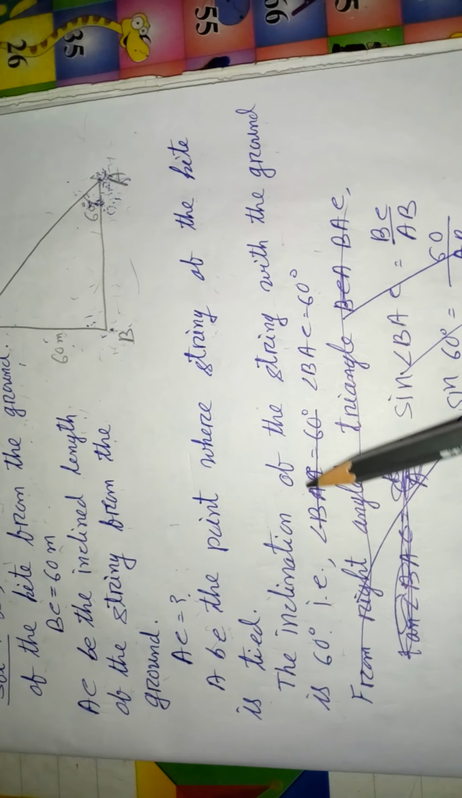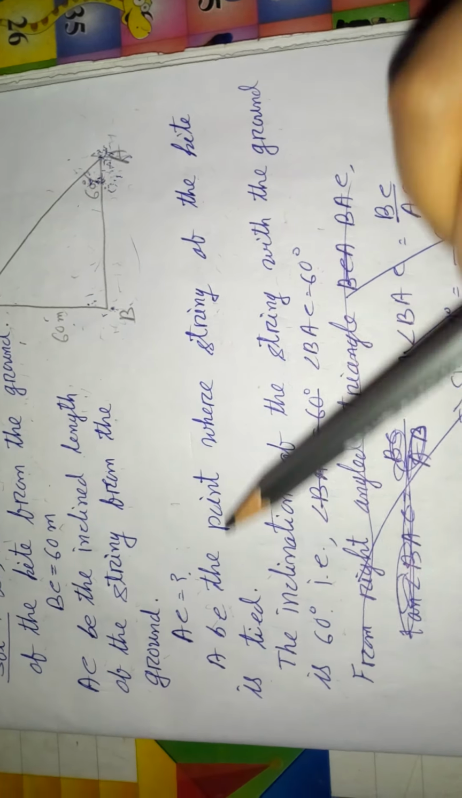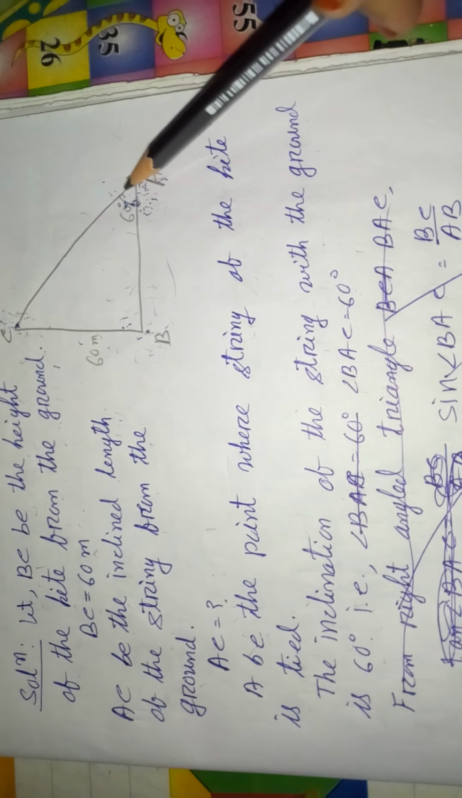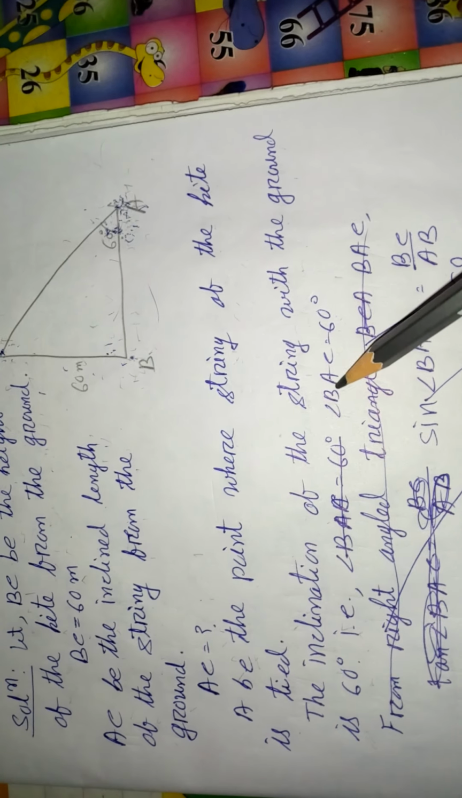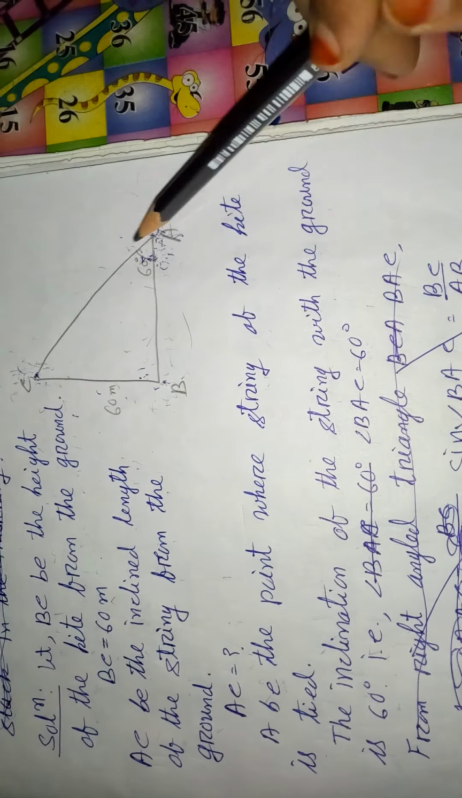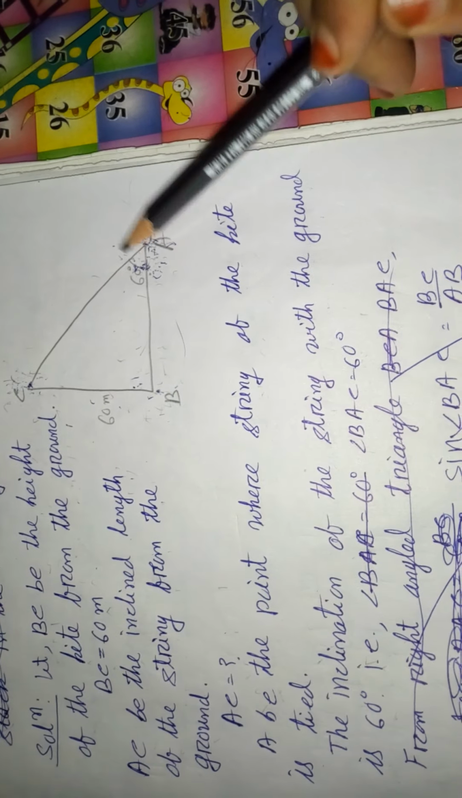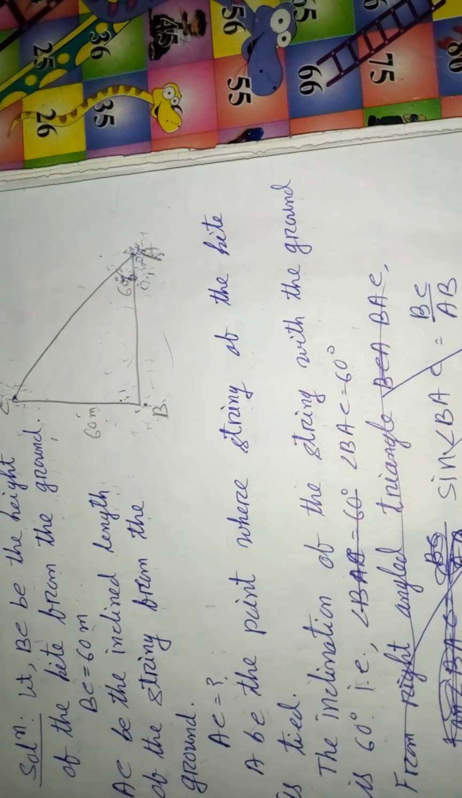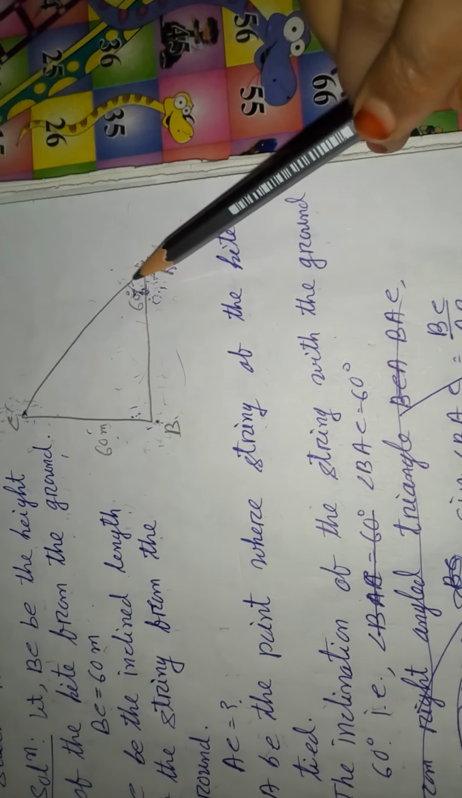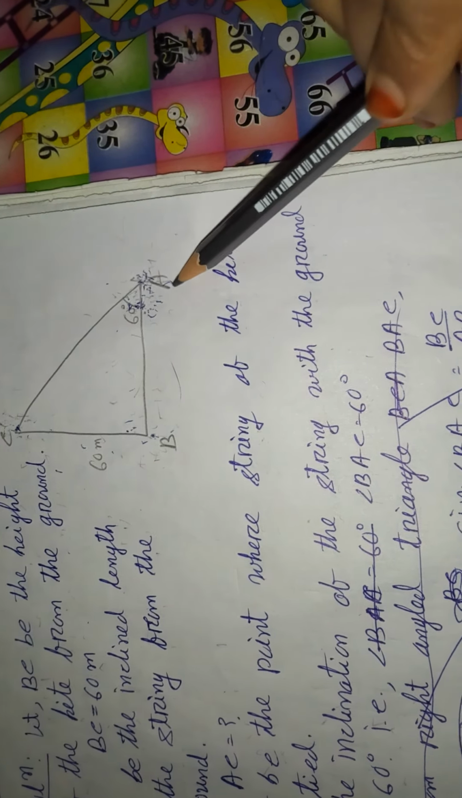So see, the inclination of the string with the ground is 60 degrees. This angle is equal to what? 60 degrees. That is, angle BAC equals 60 degrees. BAC means this angle is equal to 60 degrees. Inclination angle means this angle. So BAC is equal to how much? 60 degrees.